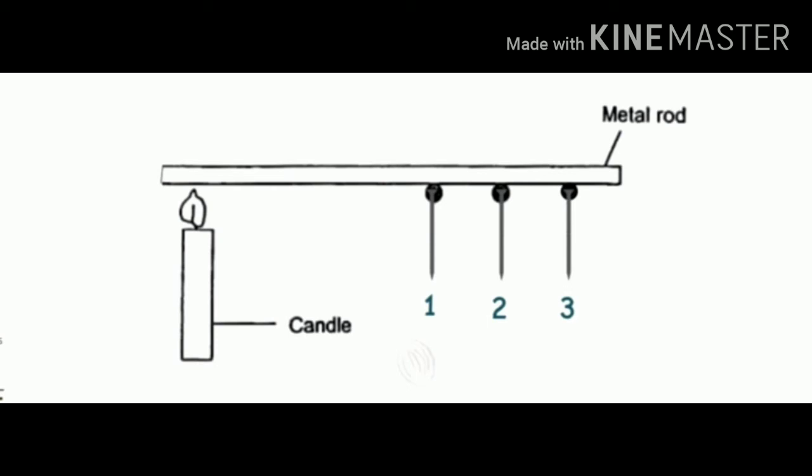The candle is placed below one end of the metal rod. This end gets heated first, whereas the other end is cold. The heat travels gradually from the hotter end of the metal rod to its colder end and melts the wax that holds the nails. Due to this, the nails fall down one by one.